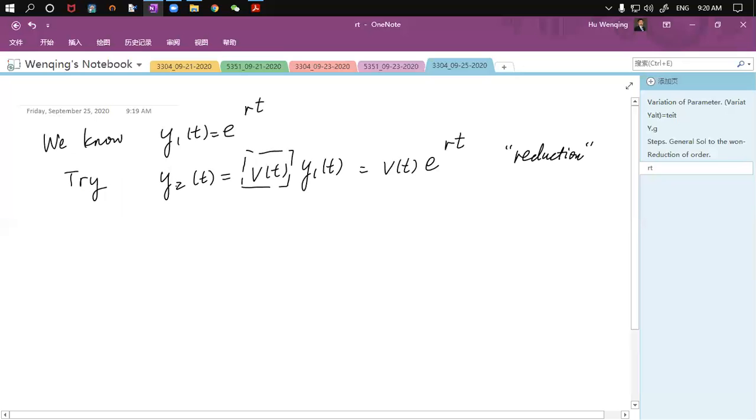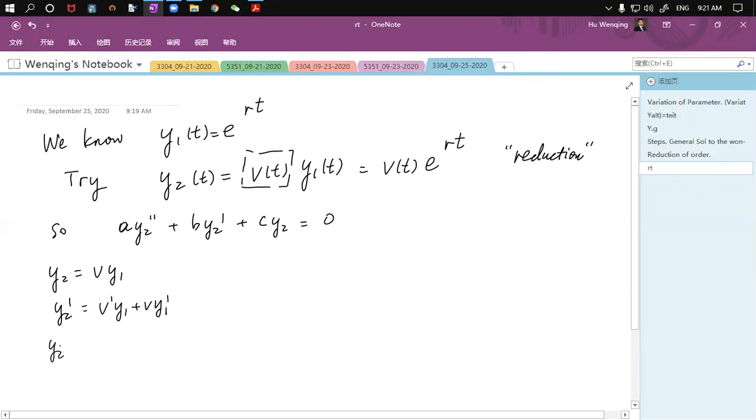So that means a y2'' + b y2' + c y2 = 0, because y2 must be a solution. But if y2 = v y1, then y2' = v' y1 + v y1', and y2'' = v'' y1 + v' y1' + v' y1' + v y1'', right?